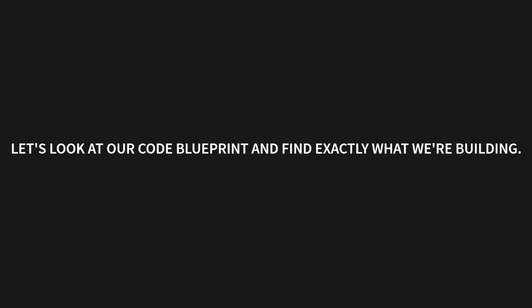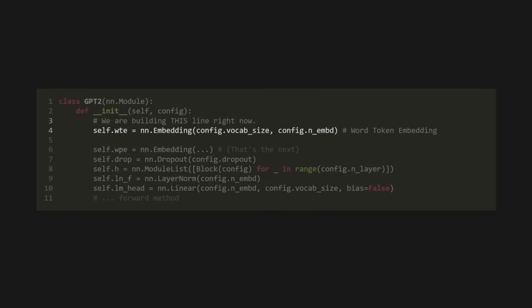Look here on the screen. We have our class GPT-2, which inherits from nn.Module. Inside the init method, we are building this line right now, the one that says self.wte equals nn.Embedding with config.vocab_size and config.n_embd. This is the word token embedding. The next line, wpe, well, that's the next chapter. So why do we need this?